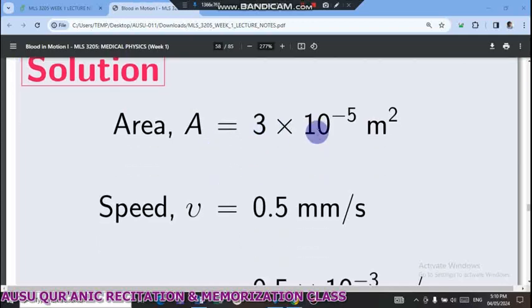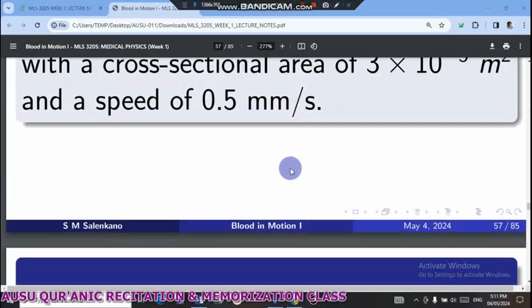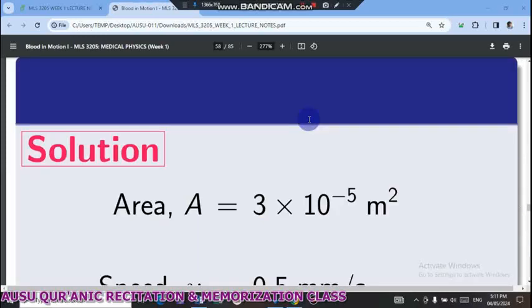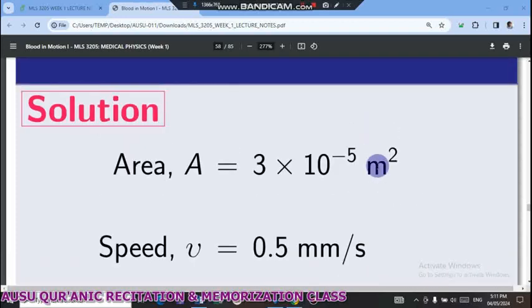Meter squared is the SI unit of area, so no conversion is needed here. But the speed is given in millimeters per second. The speed given, you see, where is the speed? 0.5 millimeters per second. So it says speed v is equal to 0.5 millimeters per second. But since this one is meter that you have here, these millimeters must be changed to meters.